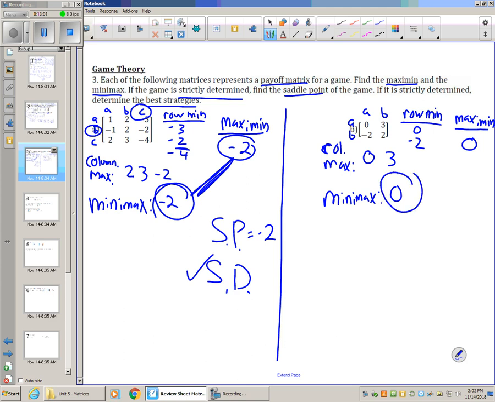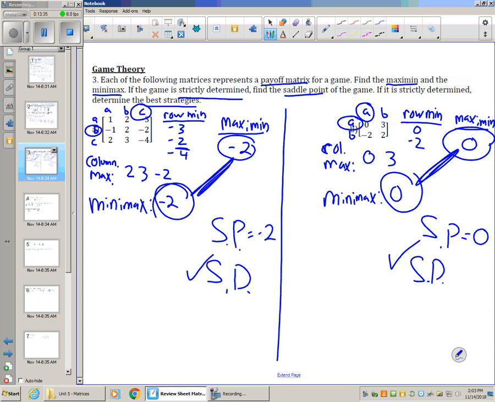Now look, your max-min and your min-max, those are 0. So that means your saddle point is 0. It means that it is strictly determined. We're good, which means we can assume a best strategy to always play. For the person in the rows here, his best option that gave him the max-min of 0 would be to do strategy A. The one for columns would be the one that gave him 0, for him to also play strategy A. That would work out best for both.